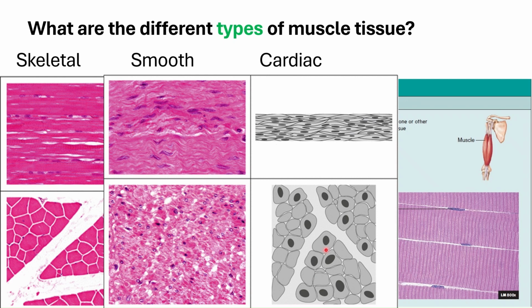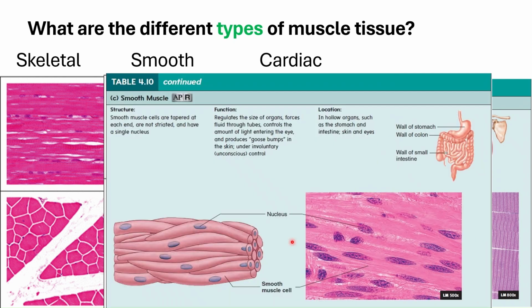And here you can see, depending on where the myocyte has been cut, if the cell has been cut on the tapered end, you wouldn't even see the nucleus. But if you cut it somewhere in the middle, you will be able to see the nucleus. Again, this type of tissue is usually found lining hollow organs such as the stomach, intestine, skin, and eyes, and it is usually involuntary in nature. The type of contraction is very slow and sustained. Not only in hollow organs, it can also be found in the skin.